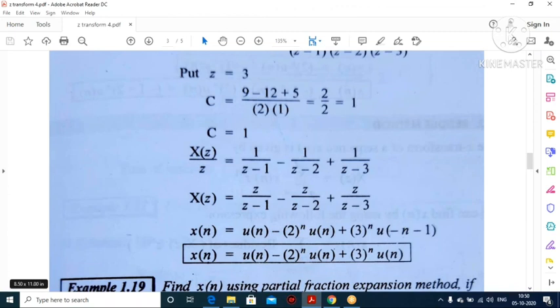So far we have discussed how to determine the inverse Z transform by using the partial fraction method as well as the long division method. So within this I conclude my topic.